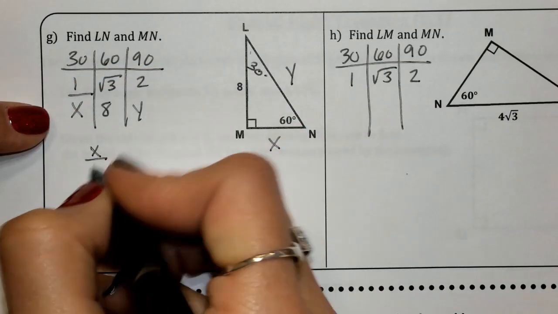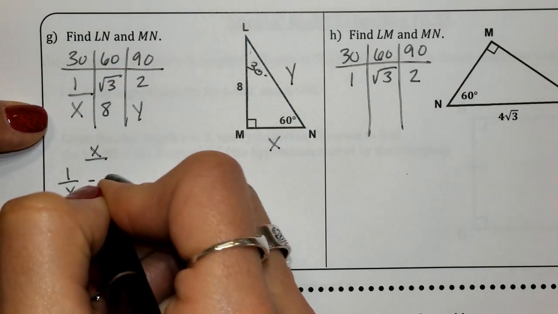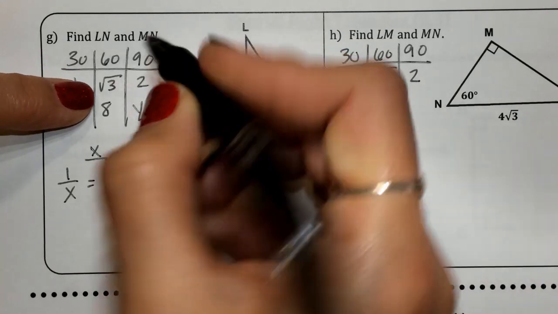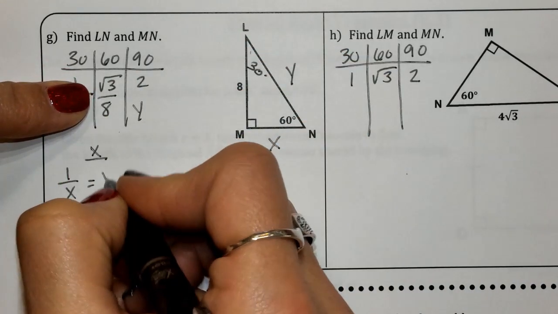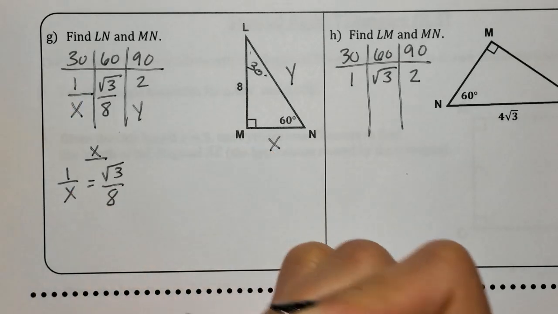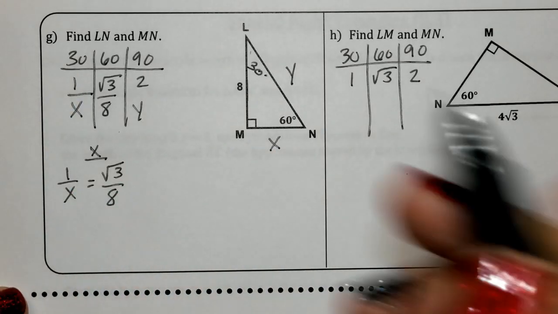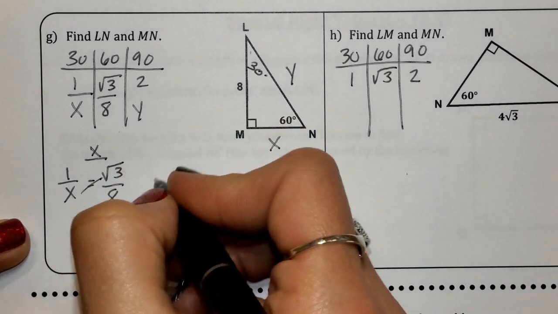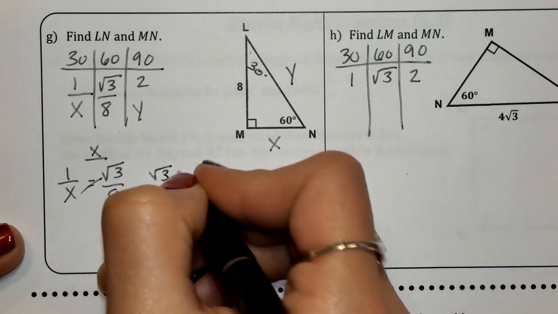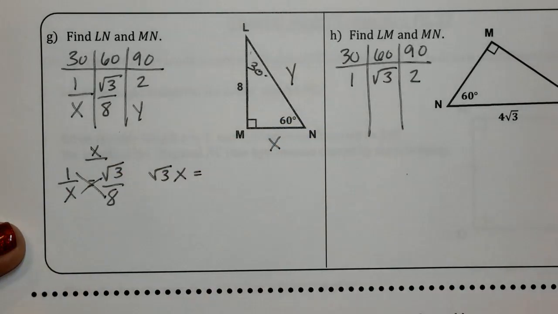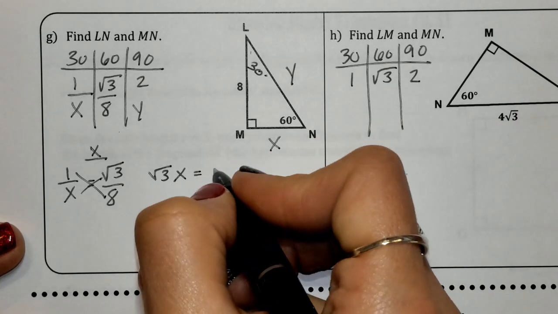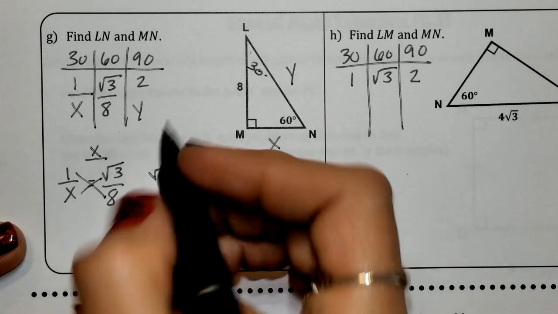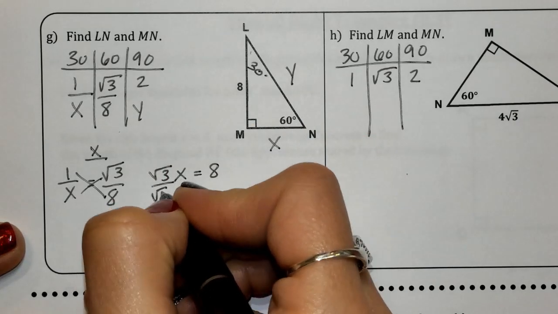We're going to have 1 over x equals, and then I use the 60 column in both, solving for x and y. We're going to have the square root of 3 over 8. When we do our cross product here, we're going to wind up with x times the square root of 3. So I'll just put the square root of 3x equals, this cross product is 8. To get rid of the radical in front of x, we need to divide both sides.